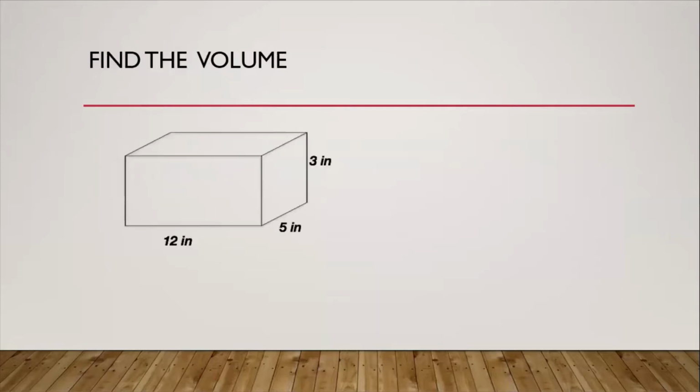Now, this time, we are going to find the volume of a rectangular prism. For this rectangular prism, we have 12 inches for its length, 5 inches wide, and the height is 3 inches. The formula used for this one is length times width times height. So let us substitute. The length is 12 inches, the width is 5 inches, and the height is 3 inches. So 12 times 5 times 3, the total answer is 180 cubic inches.